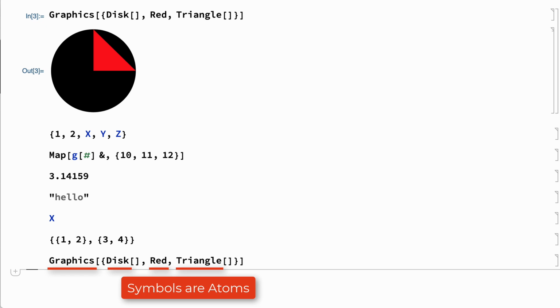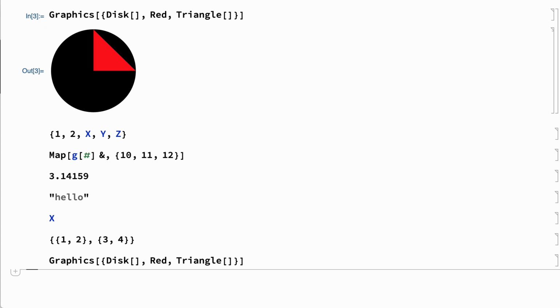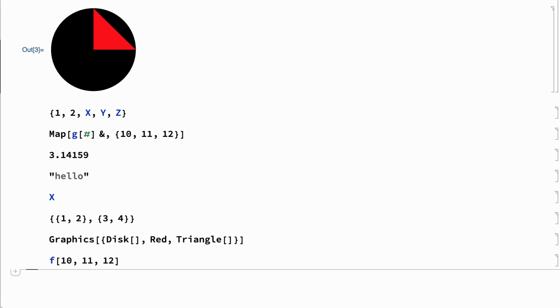The same expression will often be displayed in different ways or entered with different notations. The most basic and unambiguous notation for entering or displaying a normal expression uses commas and square brackets. The normal expression f of 10, 11, 12, for example, can be entered by starting with an initial part called the head, followed by an opening square bracket, followed by the remaining parts called the elements of the expression separated by commas, followed by a closing square bracket.